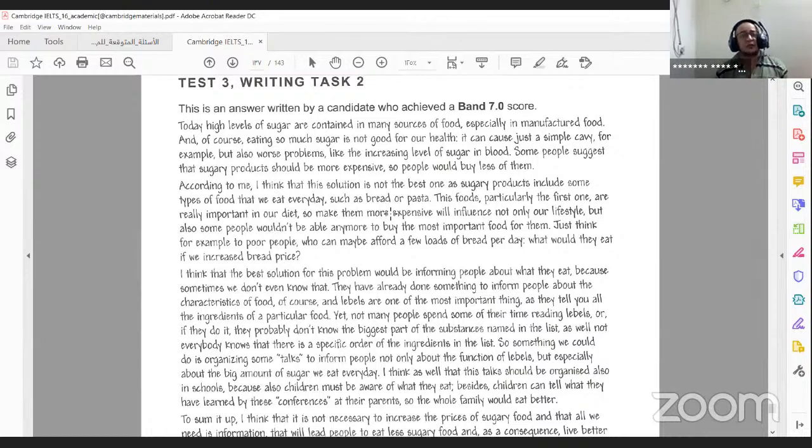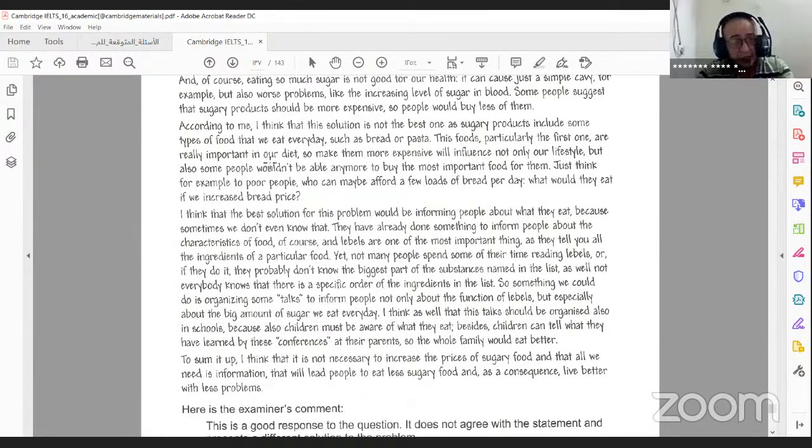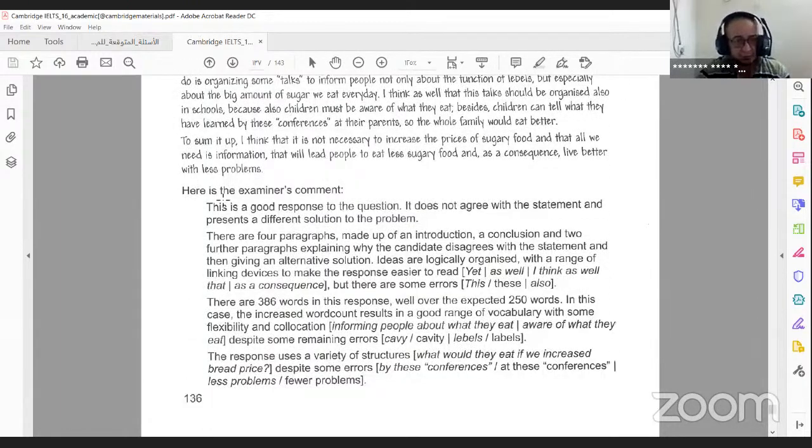Okay, we have some steps to do in the introduction. The first thing is paraphrasing the statement. The second thing, answering the question by giving our opinion with 2 reasons. And this is really important. It will increase your score. The second thing, we have here some mistakes in the grammar for this candidate. Let us read the examiner's comment.